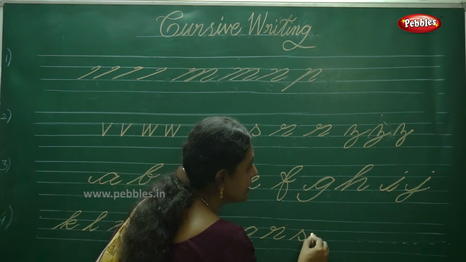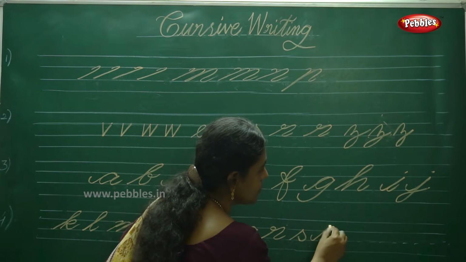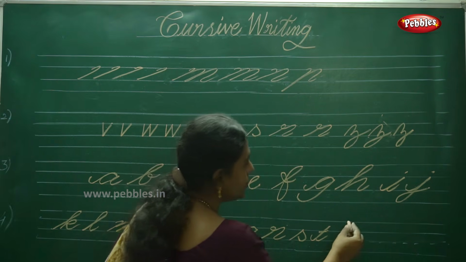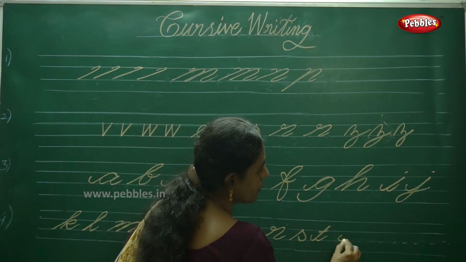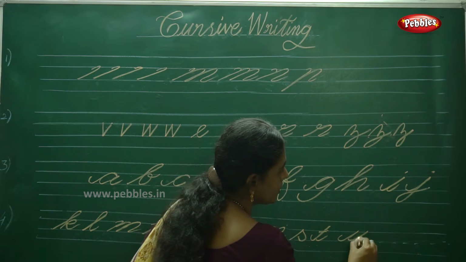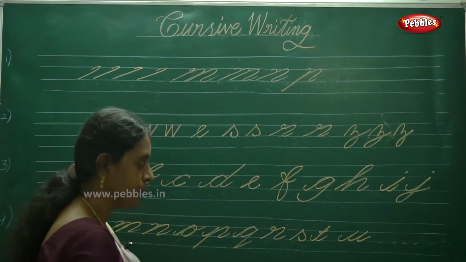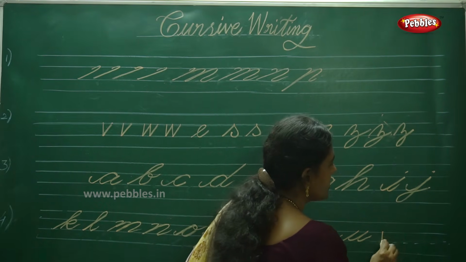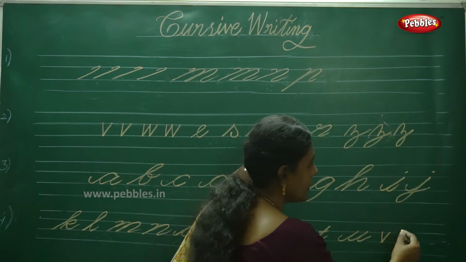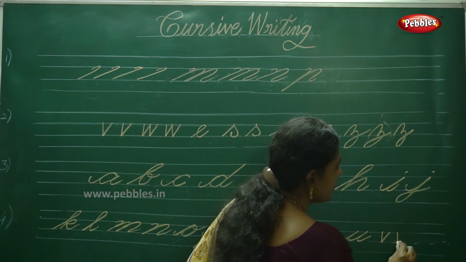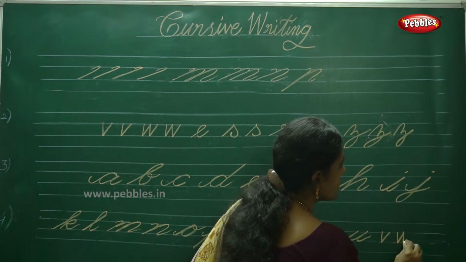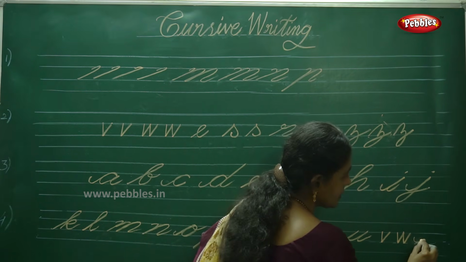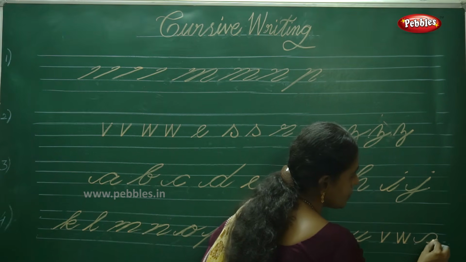Understand? Then T, tick stroke. T. Okay, then U also comes from the tick stroke. U. Okay children, U. Then V, what we said already: straight, slanting, V. Then W: straight, slanting, straight, slanting. Okay children. Then X, S stroke and X.